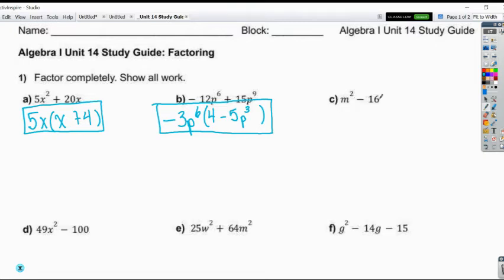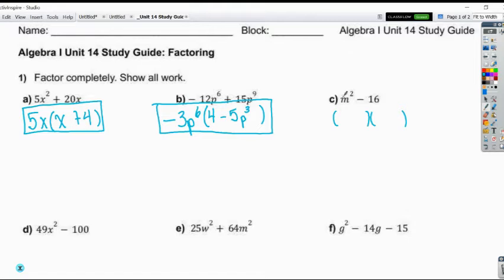Part C, I also see two terms. Find out, is there a greatest common factor in here? No coefficients and a 16. That's not going to have anything in common. And then I got variables, but no variables. So GCF doesn't work. What I do notice about these two terms is that m squared is a perfect square and 16 is a perfect square. I see a minus sign in between them. That is your difference of perfect squares.